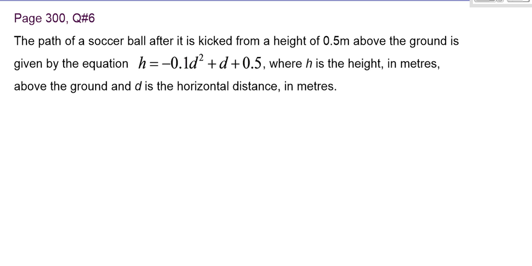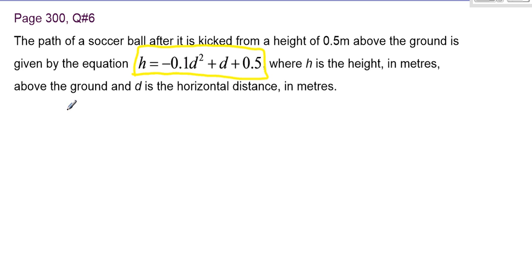It says the path of a soccer ball after it's kicked from a height of 0.5 meters above the ground is given by the equation. So let's emphasize the equation. There it is. So this equation is the path of a soccer ball being kicked in the air. H is height above the ground. D is horizontal distance, and they're both measured in meters.